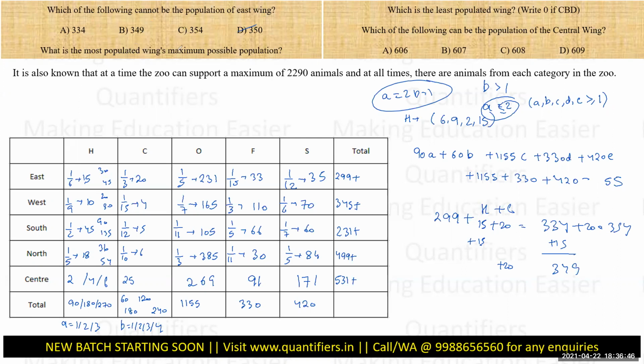Second, what is the most populated wing's maximum possible population? So most populated could be either this or this, but it will be this. Why? Because this is 18 and then 246. This is a minimum of 25. So definitely this would be the higher one, right?